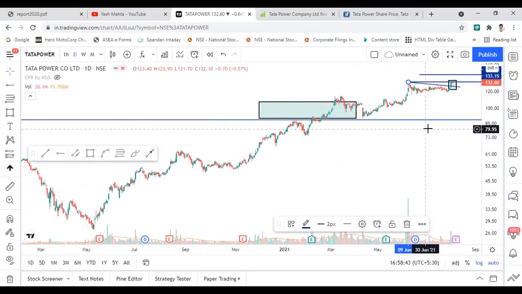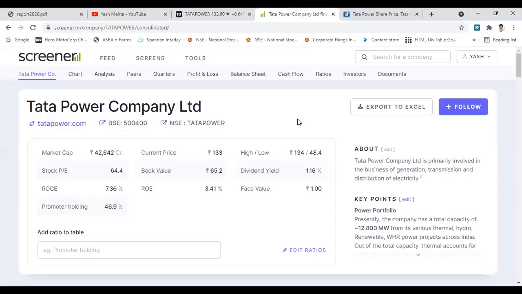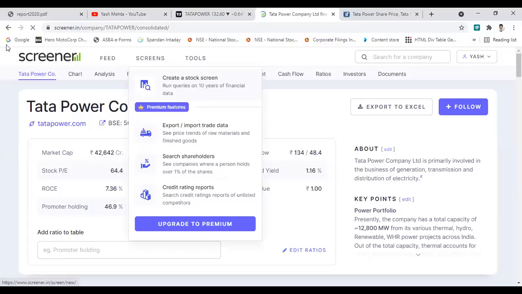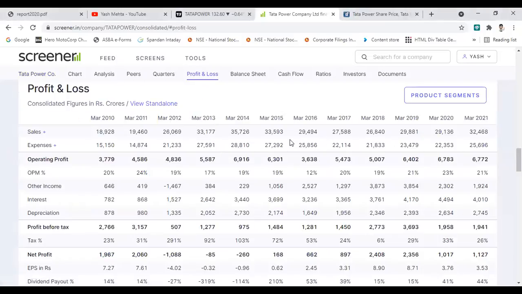Without fundamental analysis, this won't help. So let's start with the fundamentals. The company's price is 133, the book value is 65, and the price to book is around 2. If we look at the company's profit and loss, the profit has been decreasing since 2015, but again in 2021 it regained around the same level as 2015.